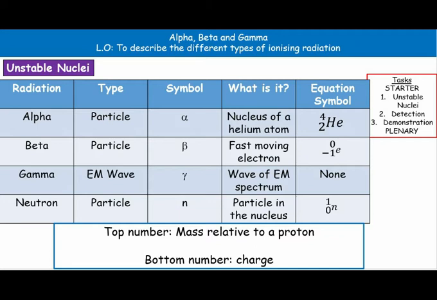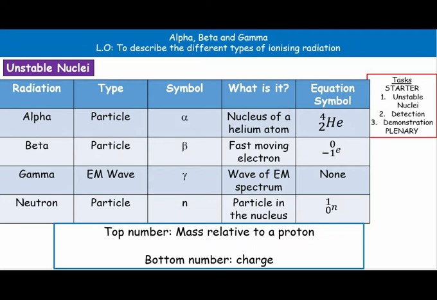Now, when we actually write that in an equation, because it's the nucleus of a helium atom, we start off with He, the symbol for helium, and then with the top, the number 4 there, is the mass relative to the proton, and then the bottom number there, the 2, that is the charge on it. So that is our alpha particle, first of all.